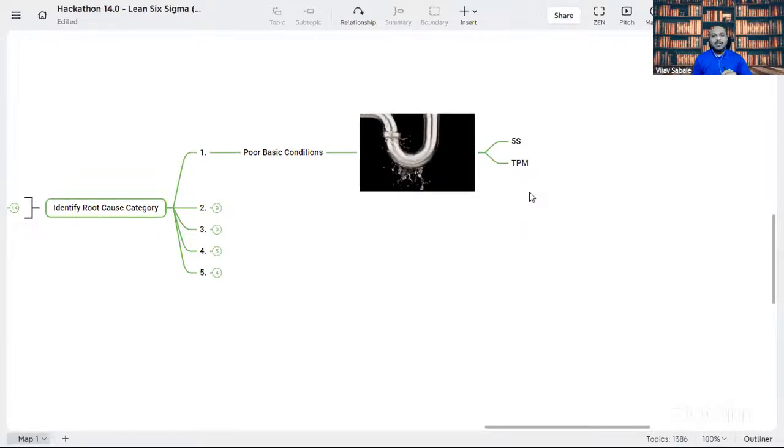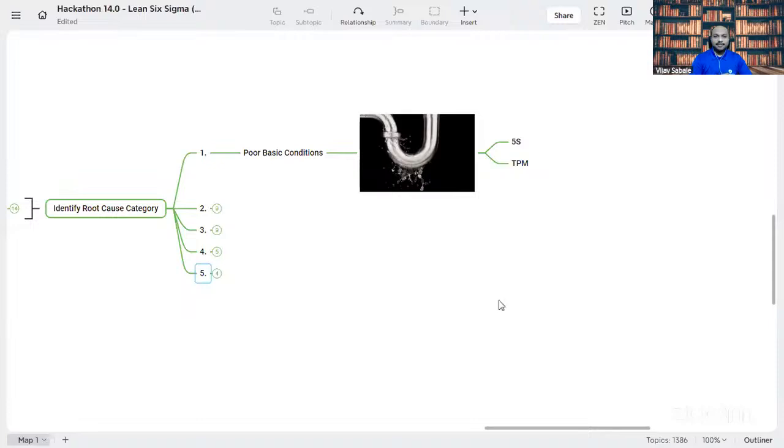As the maturity of the 5S and TPM is enhanced, we can see that all the problems due to the basic conditions are going to be eliminated, right? So this is the first category of the root cause. The second category of the root causes is poor operating conditions.